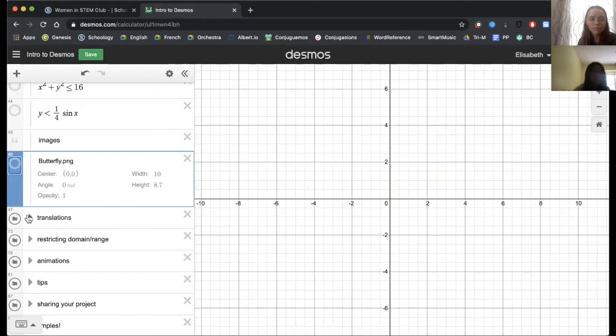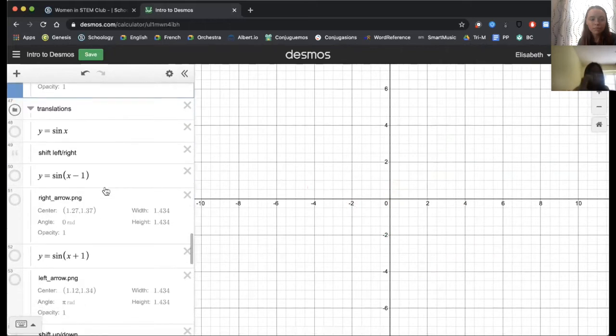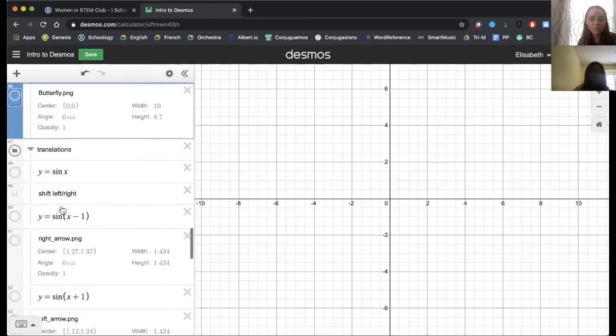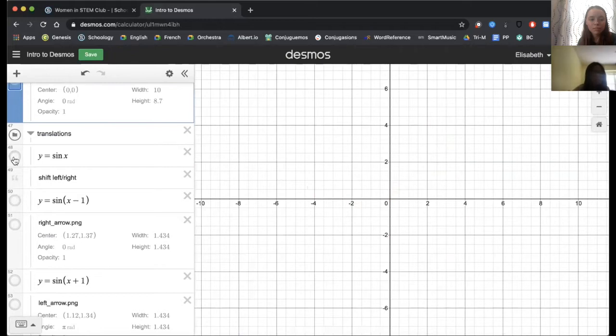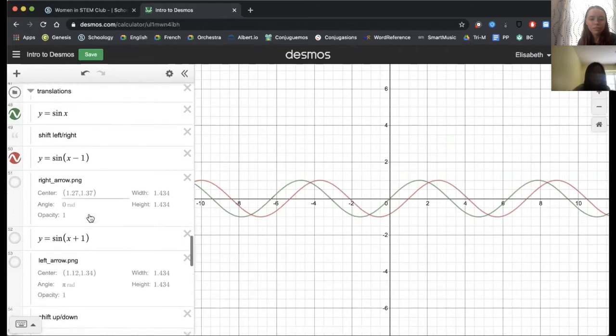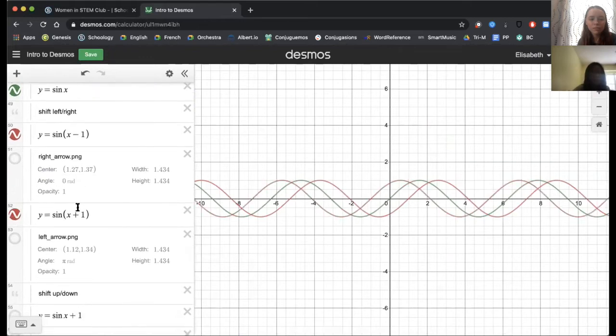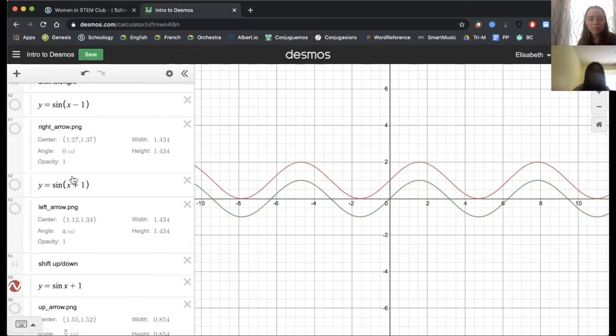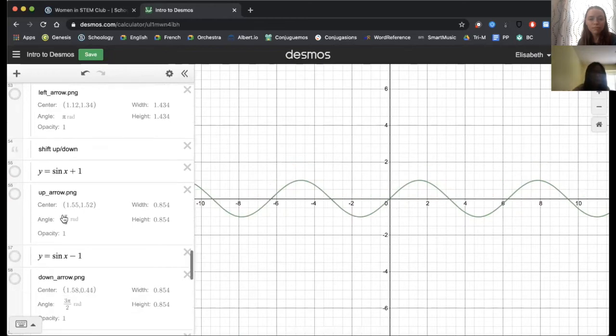So now, moving on to translations. Let's say all of these are parent functions, but you want it to look a little different. Say you want to shift it to the left or right. So here's our parent function, y equals sine of x. If you want to shift it to the right, make a minus sign over here. If you want to shift it to the left, use a plus sign here. If you want to shift it up, use a plus, but it has to be on the outside of the function. Over here, it's in the inside of the function, with the x in parentheses. If you want to shift it down, then use a minus sign.